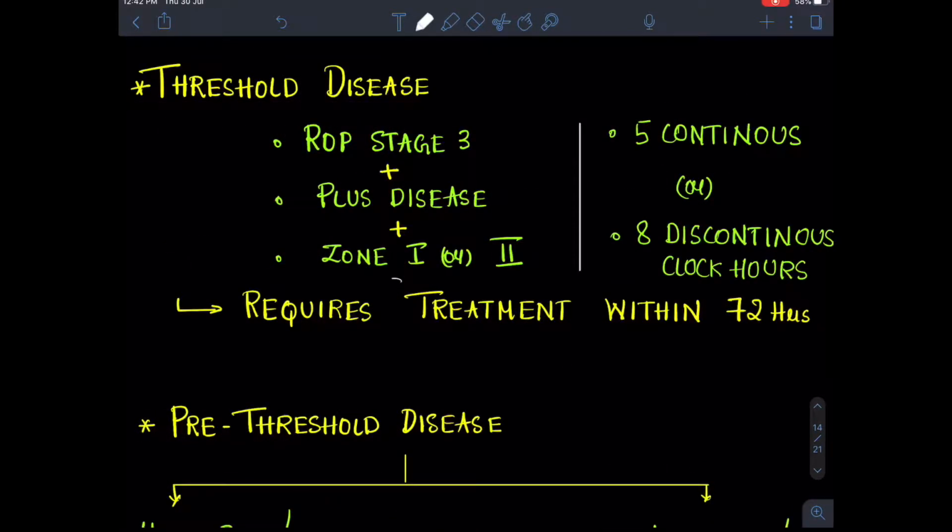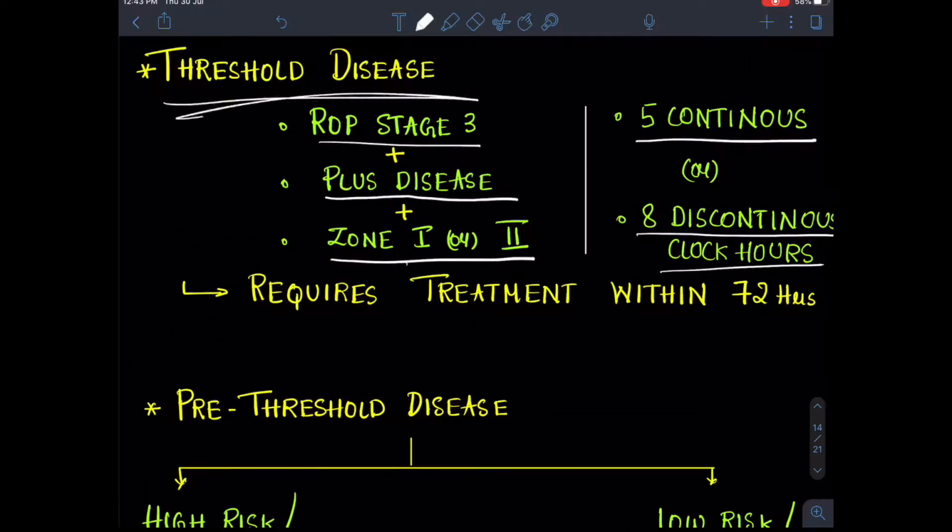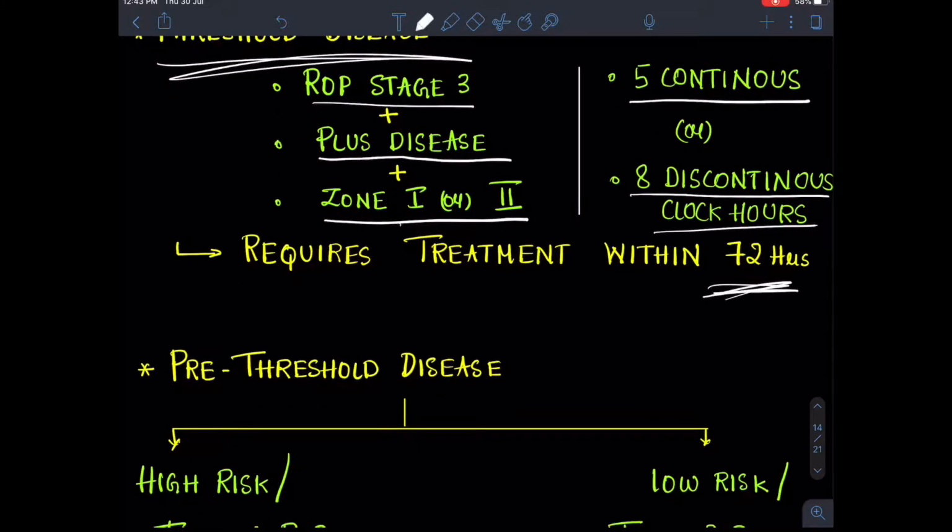The next clinical term is threshold disease. The criteria to satisfy the threshold disease is there should be ROP stage 3. Upon that it should be a plus disease involving the zone 1 or the zone 2. The extent being it should involve 5 continuous or 8 discontinuous clock hours. This threshold disease should be treated within 72 hours. Immediate treatment should be given.